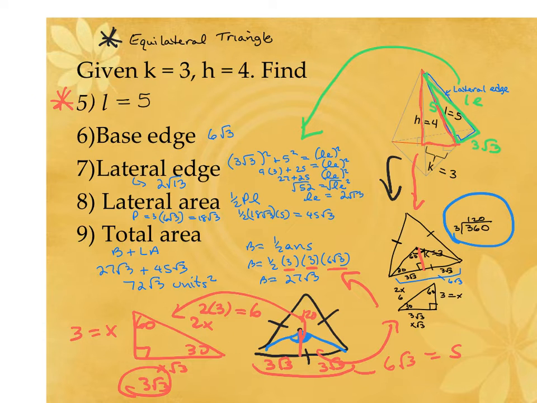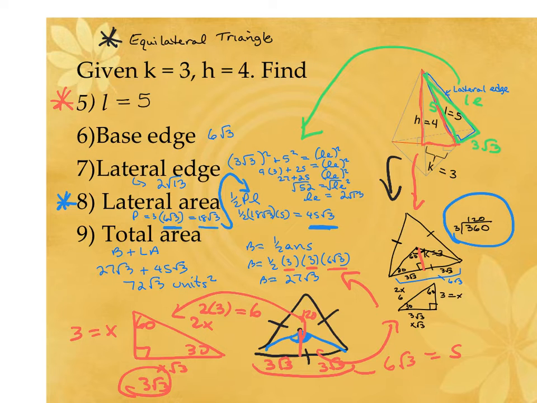Now to find the lateral area, I'm going to take the side length, which was 6 square root 3, and times it by 3. That's how I get 18 square root 3, so that gives me the perimeter. Now I multiply perimeter times slant height, divided by 2, or times 1/2. So my lateral area is 45 square root 3.